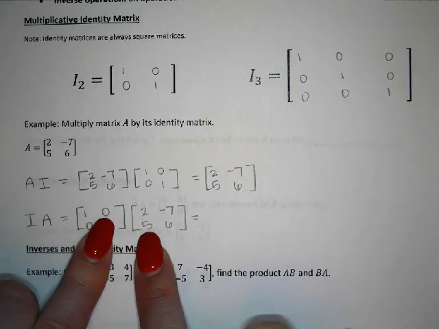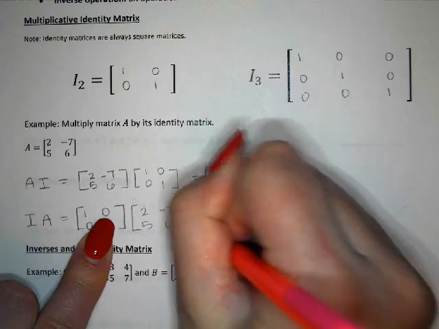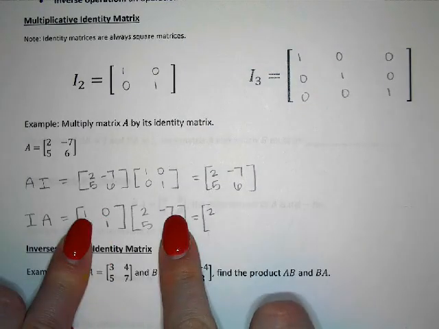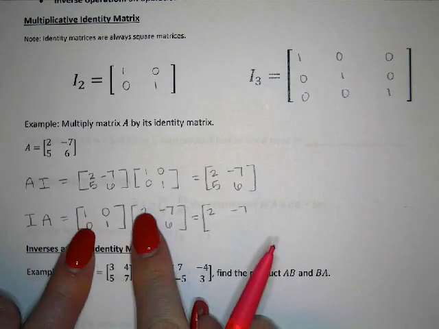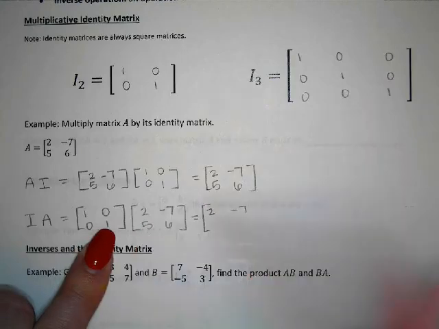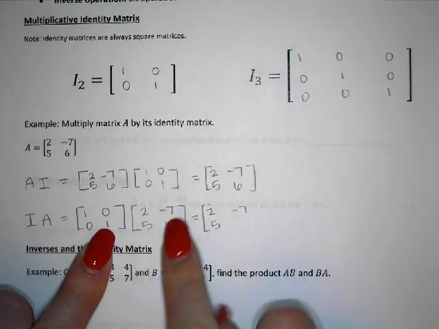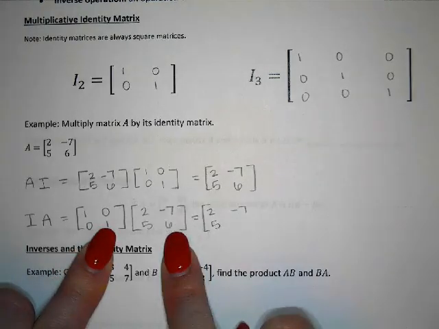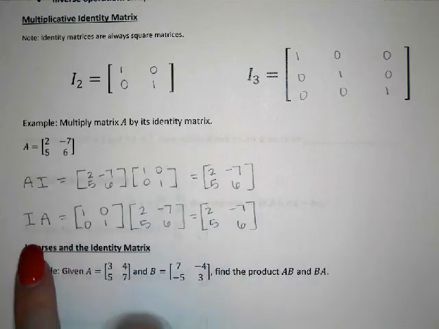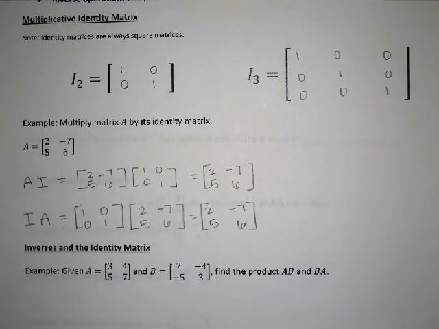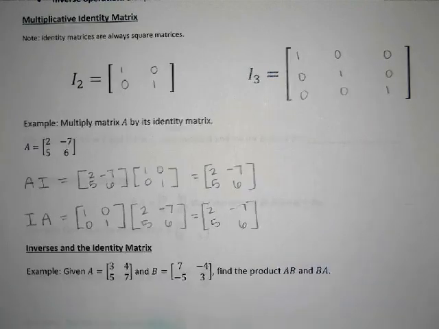2 plus 0 is 2. -7 plus 0 is -7. 0 plus 5 is 5. And 0 plus 6 is 6. So no matter which order we do it, we're going to get the original matrix. Okay, so there's the multiplicative identity. You'll see a little bit later on in the notes where that's useful, but it's good for us to know that.